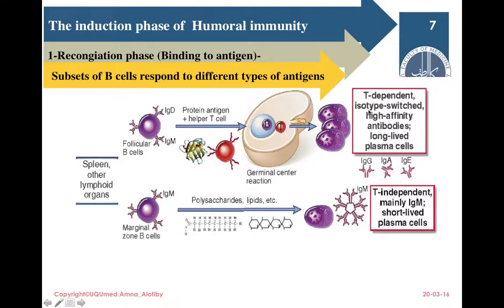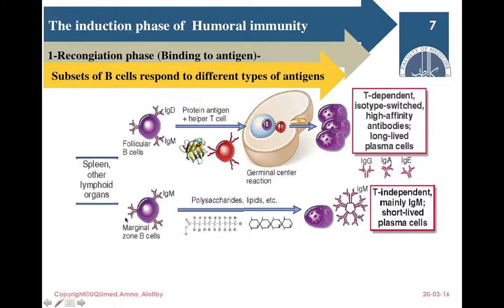This T-dependent response has certain characteristic features like isotype switching, high affinity antibody, and long-lived plasma cells. These are the features of the T-dependent responses, and the immunoglobulins that we get at the end are IgG, IgA, and IgE.